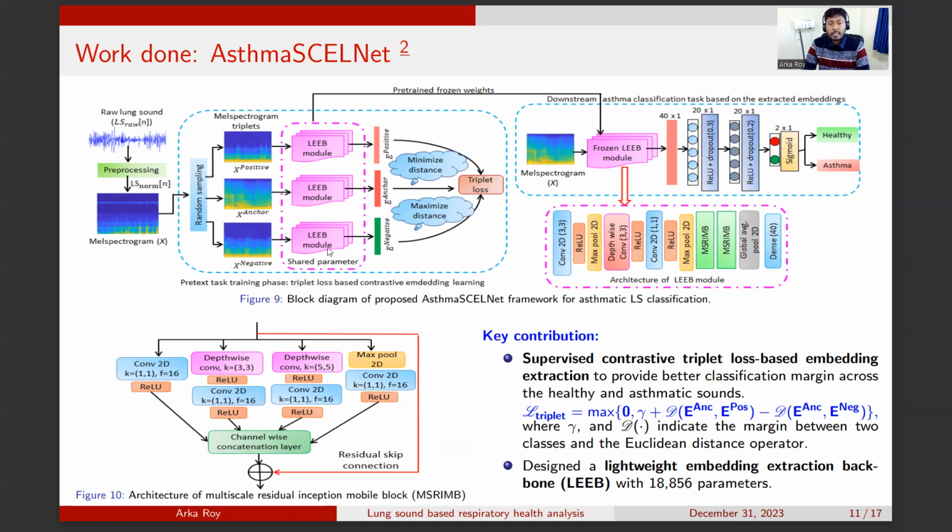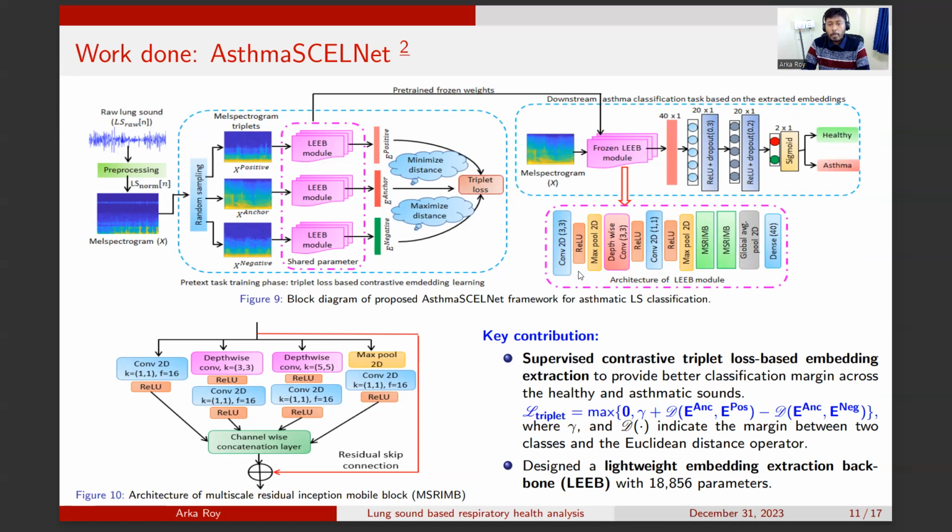Now, upon training this model, after extraction of good features, we have transferred these frozen weights and converted all the mel spectrograms into embeddings, and then we have used a very shallow neural network model to classify them into either the healthy or asthmatic class.